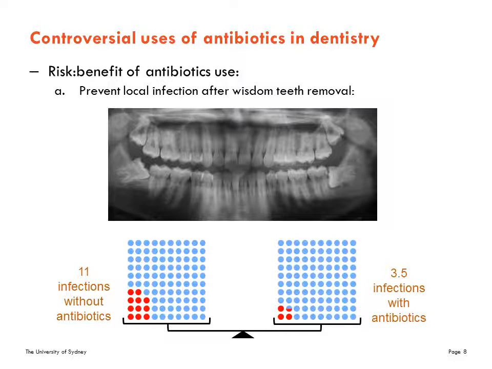There are controversial uses of antibiotics in dentistry, however, such as in prevention of local infection after removal of teeth, such as a wisdom tooth. Reports have indicated that without antibiotics, 11 out of 100 cases will result in localized infection. But with antibiotics, 3.5 of those patients will result in localized infection. The debate in dental circles is, is it worthwhile to give antibiotics to prevent infection, or do we just treat the infections when they do occur?